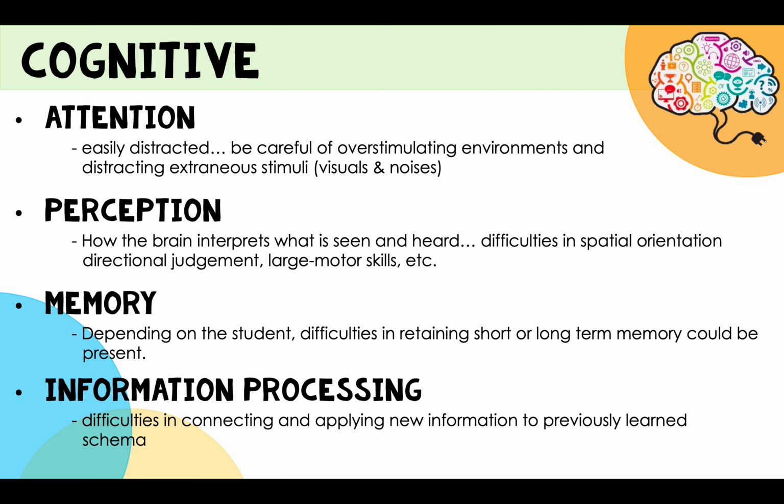Perception. According to Friend, 2018, perception does not pertain to whether a student sees or hears, but rather to how the student's brain interprets what is seen or heard and how it acts on it. Symptoms of this may include difficult spatial orientation and judgment, difficulty with the distinction between left and right, large motor activity difficulties, and so on.